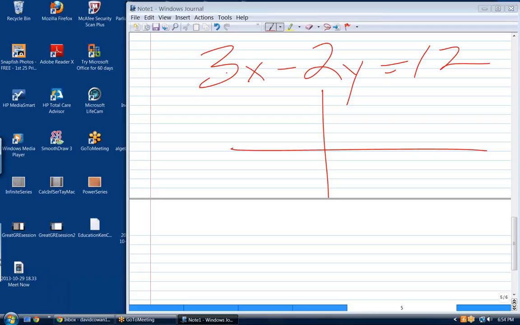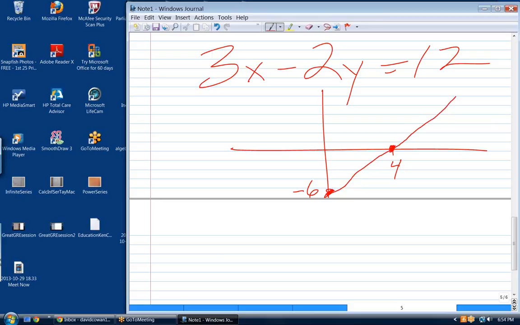So to find the x-intercept, let's just let y equal 0. What do we get? 3x equals 12, x equals 4. There's the x-intercept. The equation goes through that point. To find the y-intercept, let's let x equal 0. Now we have minus 2y equals 12, so y equals minus 6. There's the y-intercept. Now I can graph it real easily. 2 points is all you need to graph a line.